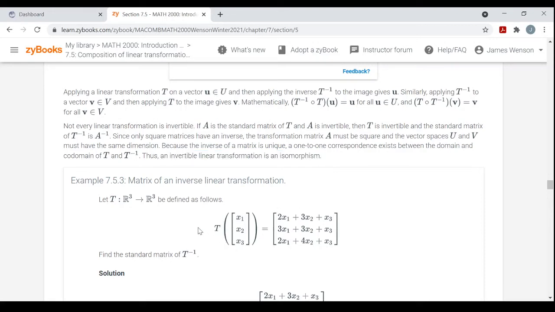Okay, so for example, they could first ask, is this even invertible? Let me pause this. I'll write this on some paper and get to it.